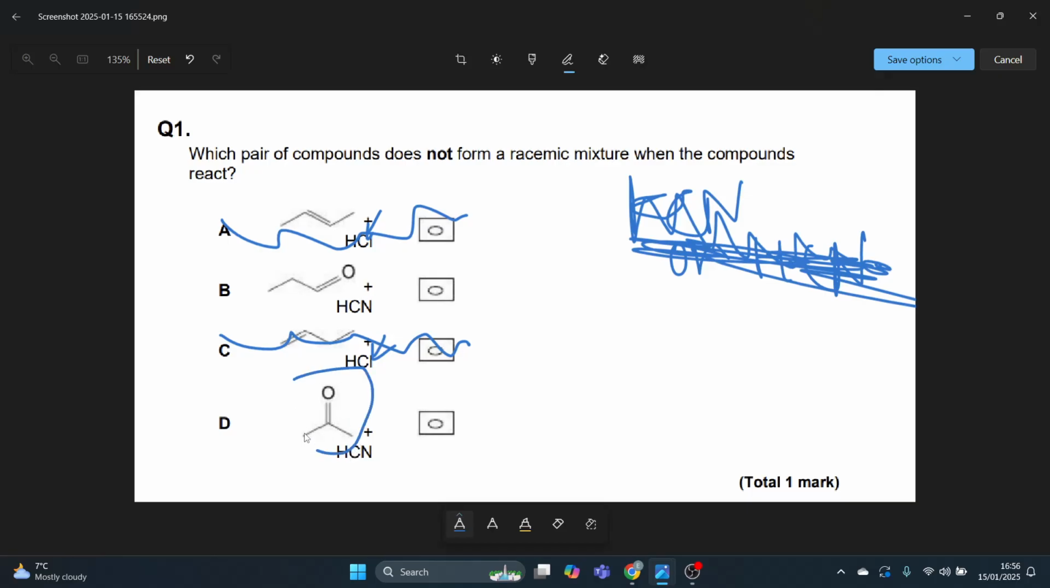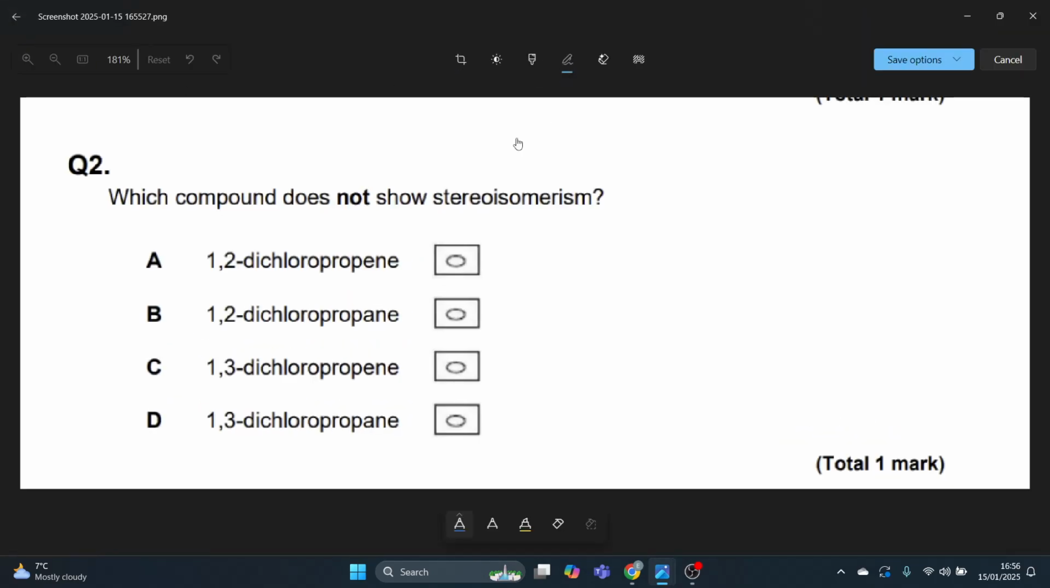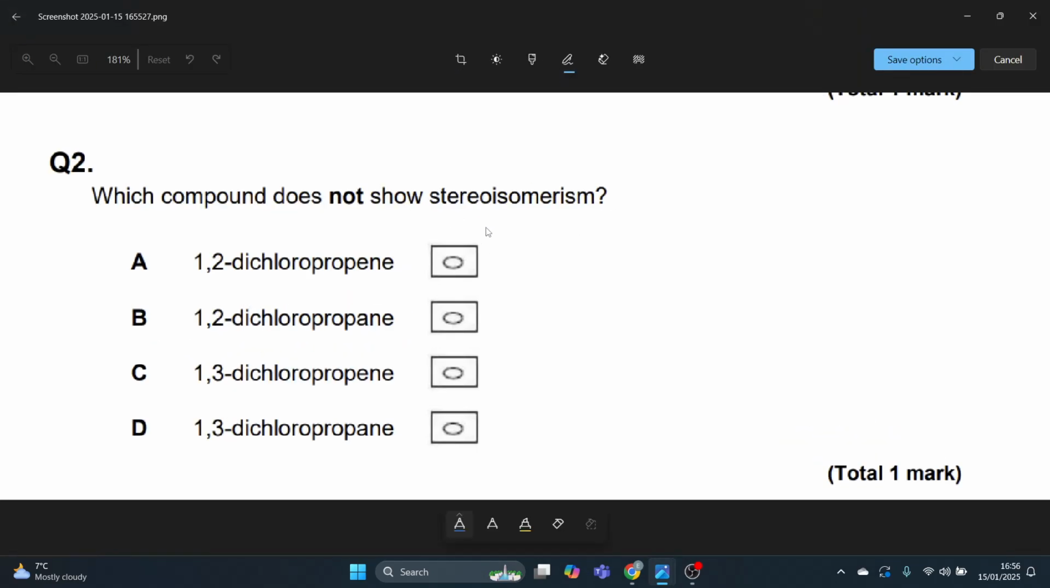If you look here at D, that is completely symmetrical. Therefore, D is the correct answer. It will not form a racemic mixture as a symmetrical ketone. Question 2. Which compound does not show stereoisomerism?